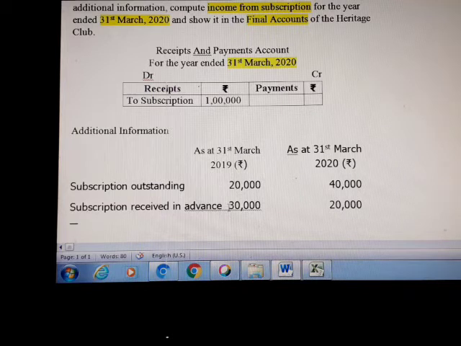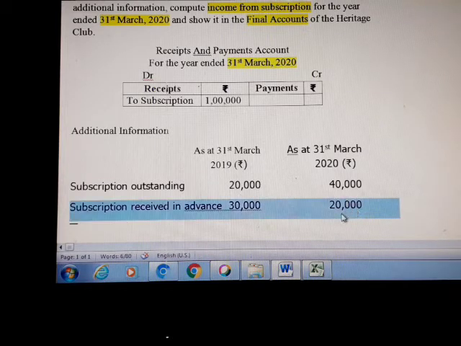Next one, subscription received in advance. As you all know, anything which we receive in advance is a liability, and that amount we need to subtract. We are not supposed to add it up. But here, this is a subscription which I received in the year 2019, that is, 31st March 2019. So for which year is it? It is for the financial year 2019-20. That means this subscription you can take for computation. It is a subscription for that particular year.